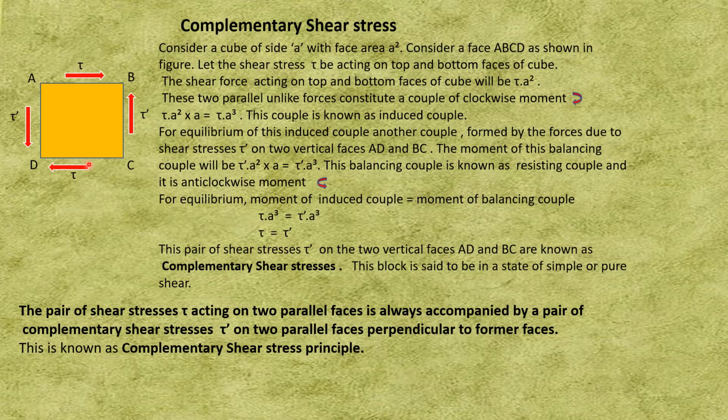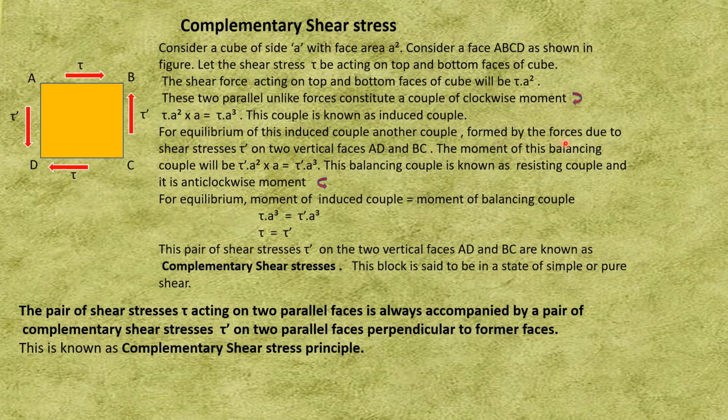So due to these two forces, if this ABCD block turns, it will turn in the clockwise direction. The moment will be, now the distance between these two is again a because it's a cube, so tau a square into a, that is tau a cube, is the couple. This couple is known as the induced couple, and it will give a clockwise moment.